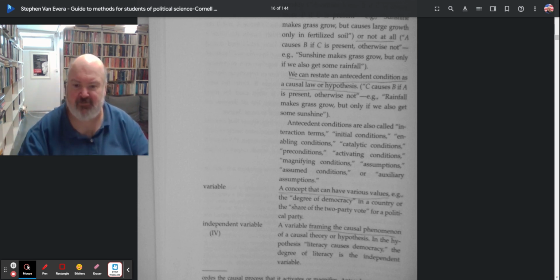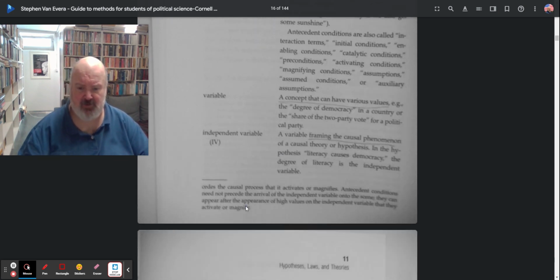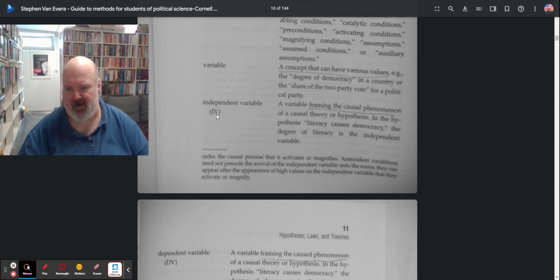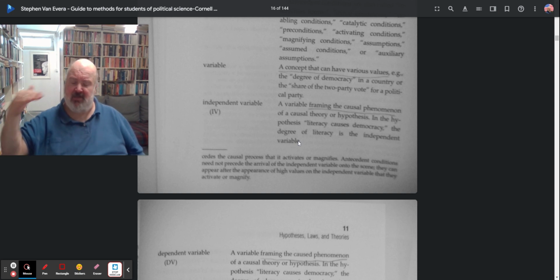So let's look at the different parts of variables. The classic, of course, is the independent variable, IV, capital I. The independent variable is the variable framing the causal phenomenon of a causal theory or hypothesis. In the hypothesis, literacy causes democracy, the degree of literacy is the independent variable. So the independent variable is the agent, of course.